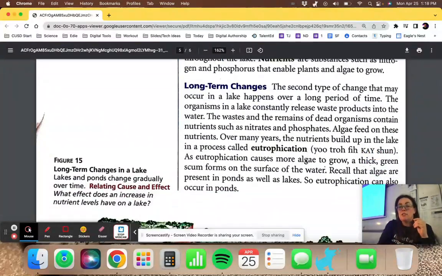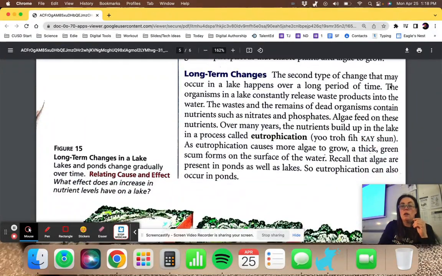The second type of change that may occur in a lake happens over a long period of time. The organisms in a lake constantly release waste products into the water. The waste and the remains of other dead organisms contain nutrients such as nitrates and phosphates. The algae will feed on those nutrients, but over many years, the nutrients will build up in the bottom of the lake in a process called eutrophication. So that word right there is eutrophication.